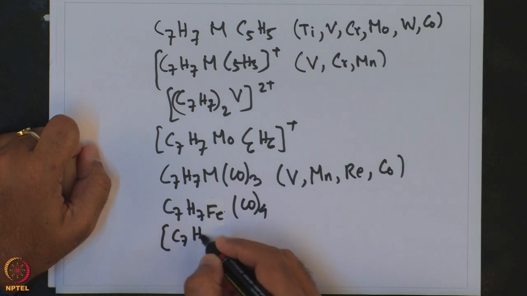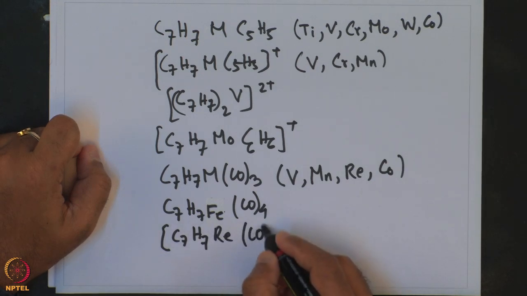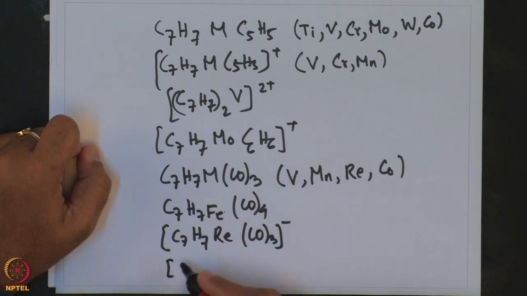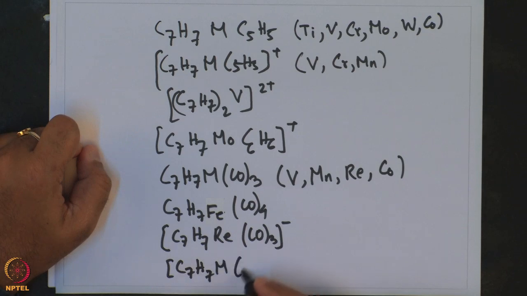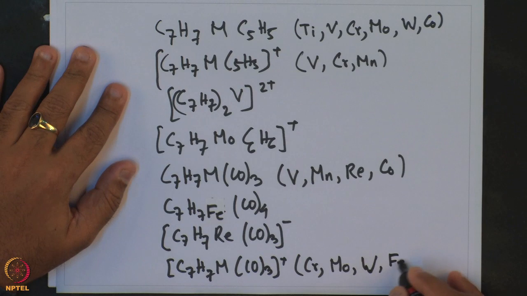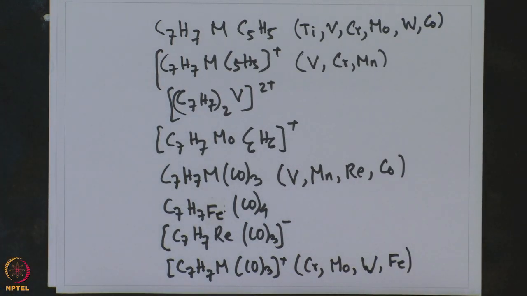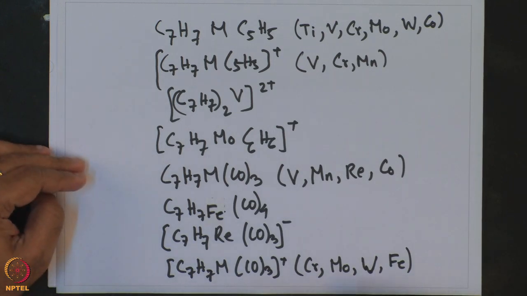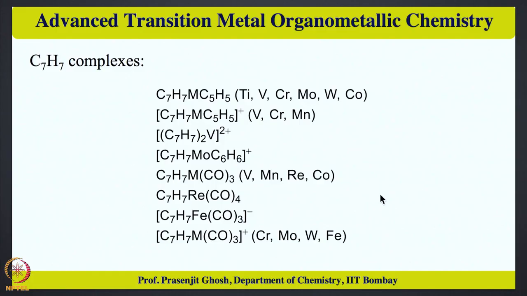Then C7H7 Re(CO)3 minus, and C7H7 M(CO)3 plus, where M can be chromium, molybdenum, tungsten, iron. So, what emerges is that a large number of different types of compounds can be observed for these C7H7 ligands. For example, it can be a bis homoaryl kind of system where you have the same C7H7 twice with vanadium, or it can be various heteroleptic systems.